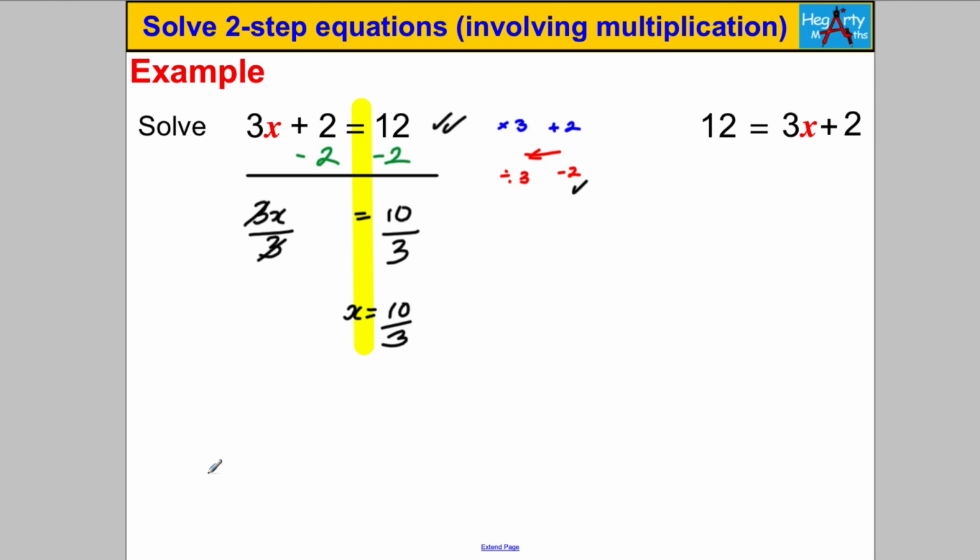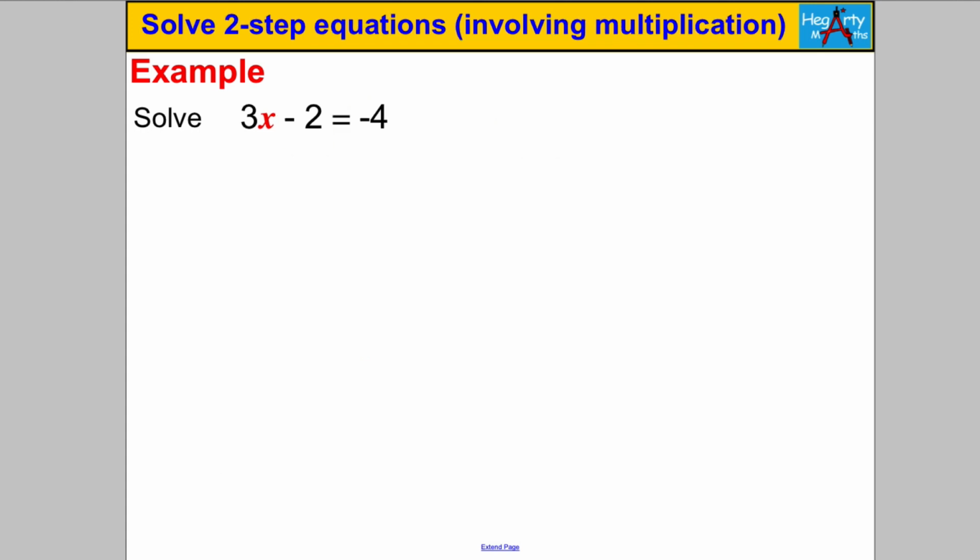Right, let's do another one. Pause and have a go if you feel like you know how to do. Okay, what happened to x? Well, going this way, I first multiplied by 3 and then subtracted 2. So going backwards, the first thing I'm going to do is add 2 to both sides and then divide by 3. So let's do that.